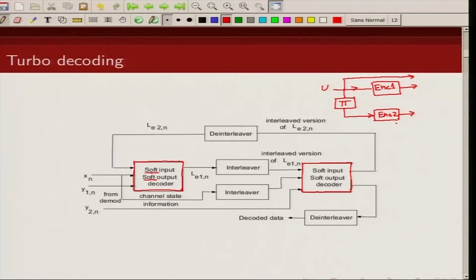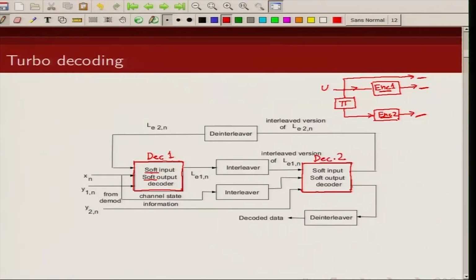Now, after these bits pass through the channel, what you are going to receive is a noisy version of the information sequence, a noisy version of this parity bit, and a noisy version of this second parity bit. As I said, we are using two decoders, one decoder to decode this convolutional encoder, the second decoder to decode this convolutional encoder. So, this was my decoder 1, and this was my decoder 2.